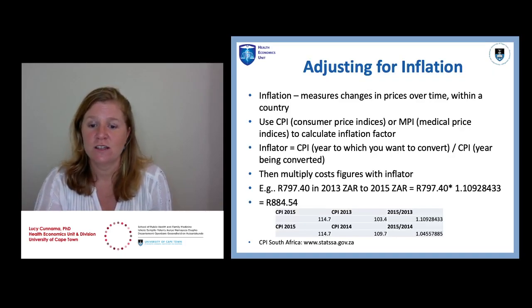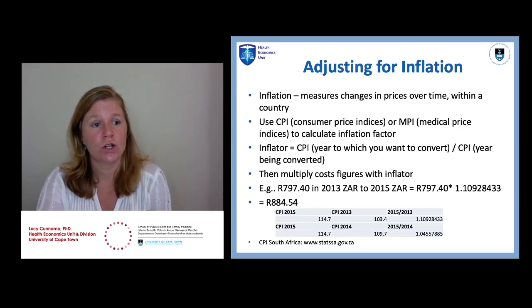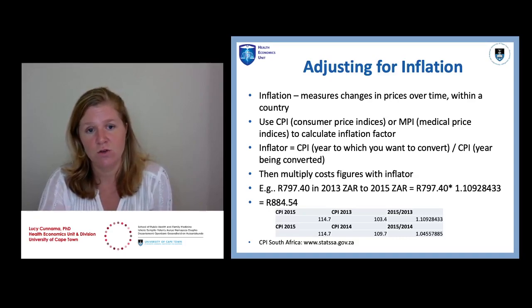When we are adjusting for inflation, there are a few different ways of doing this, but one of the ways is to use the CPI and or the medical price index. We use CPI for items which are not medically related. So for instance, if we're going to inflate the cost of a table, we would use the CPI, whereas if we use a piece of medical equipment, we would actually use the medical price index.